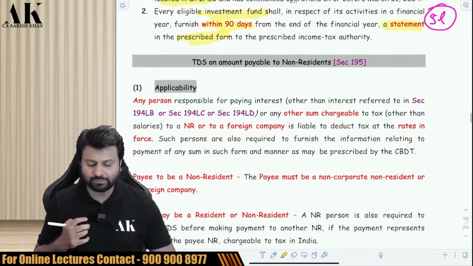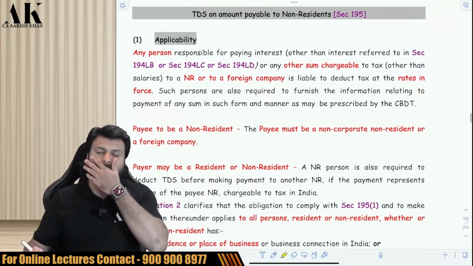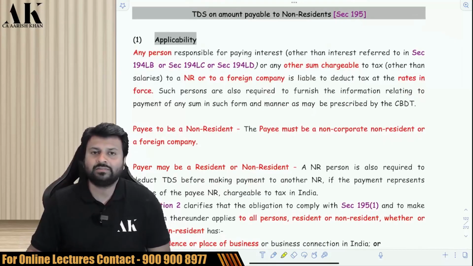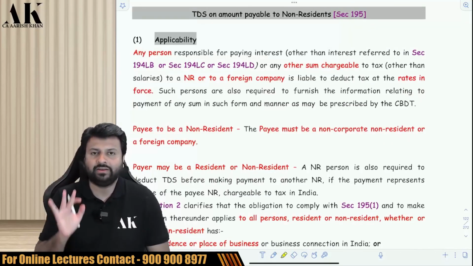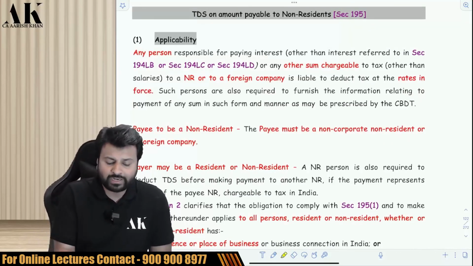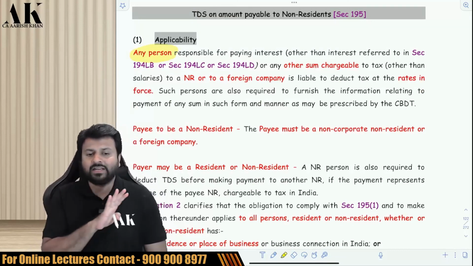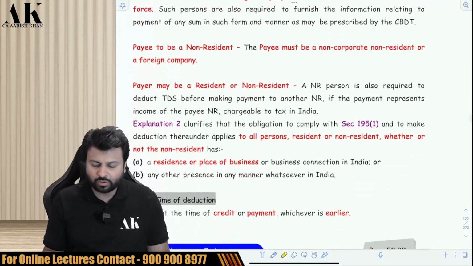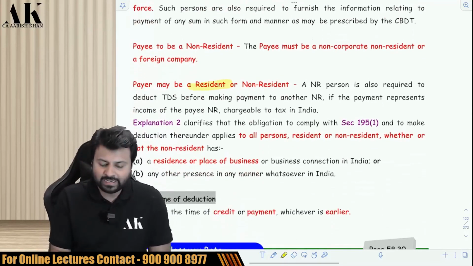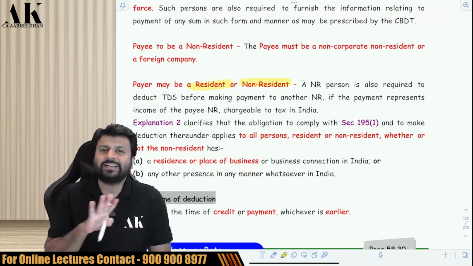Okay, now let's come to the next one. That is the master section of TDS, which is applicable for non-residents and foreign companies, and that is section 195. Who will deduct TDS under section 195? Any person. The deductor can be any person. It is mentioned over here. The deductor can be a resident. The deductor can be a non-resident.